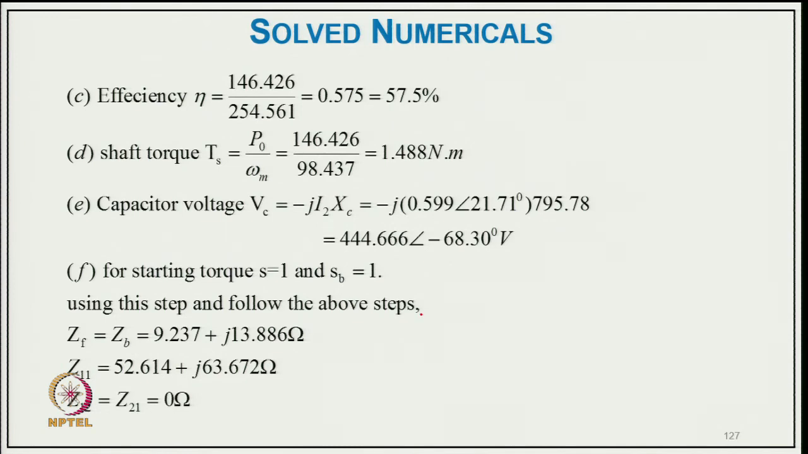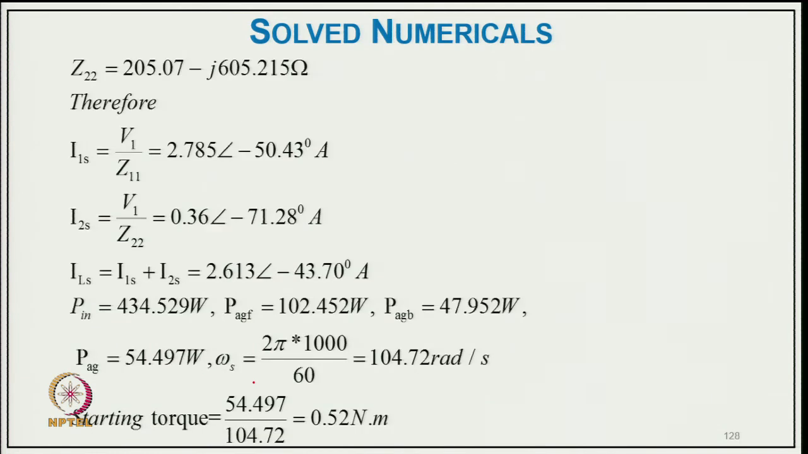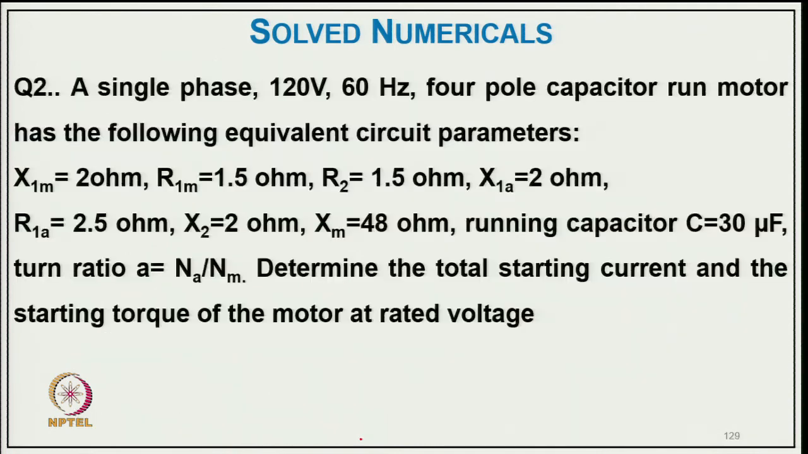And for starting, S equal to 1, SB equal to 1. Using this slip, we get ZF equal to ZB and Z11 equal to this and Z12 is 0. So, we can calculate Z2, I1S, I2S, ILS, line current I1S is 2.613 at the angle of minus 43.6, then PIN and PAG and starting torque.